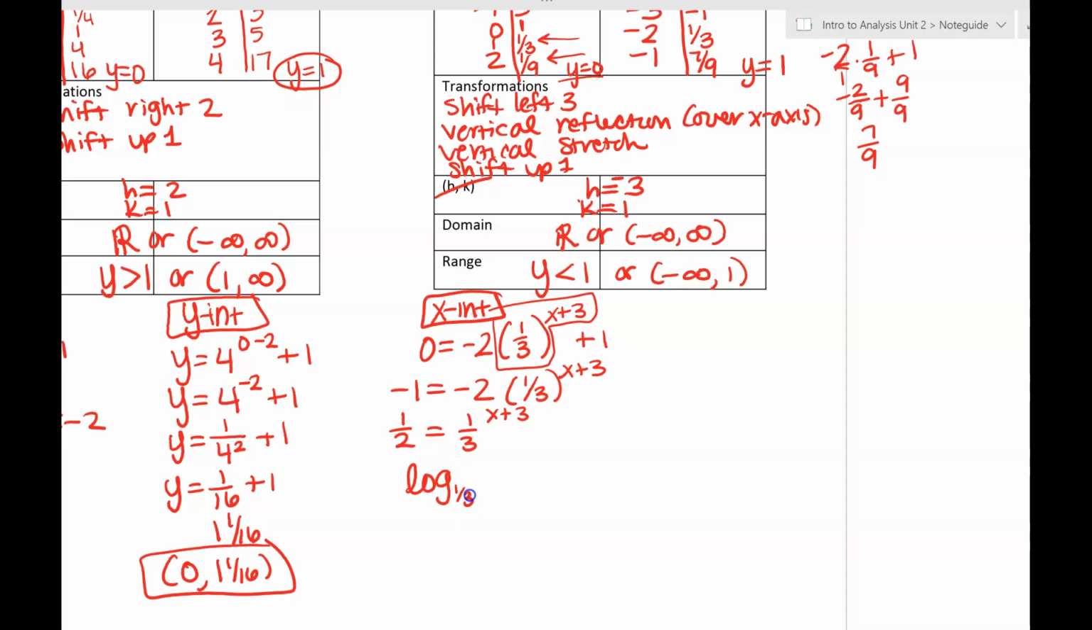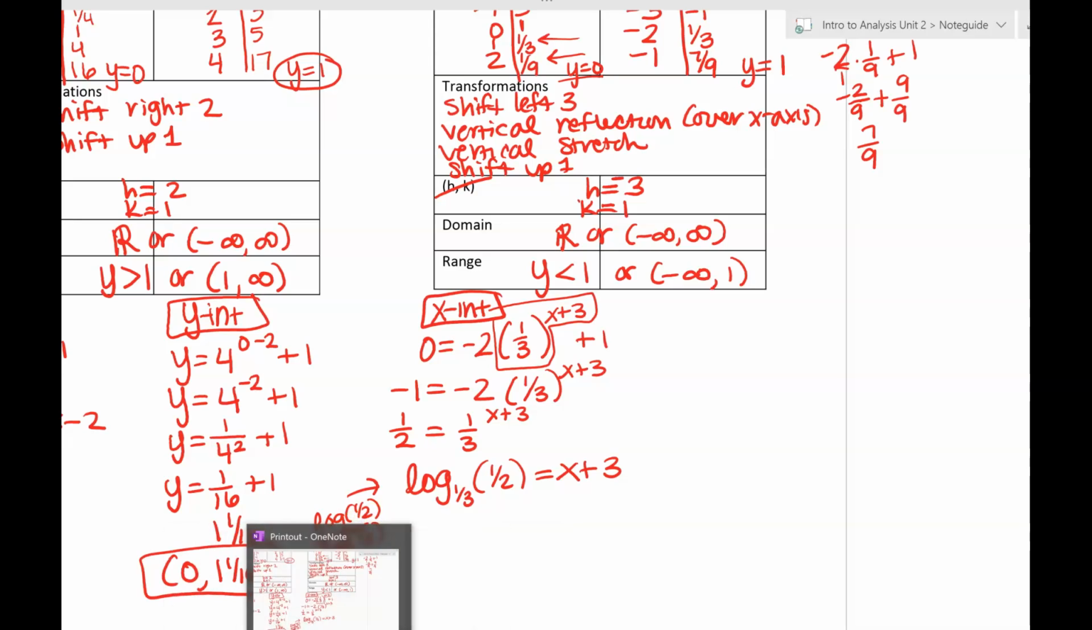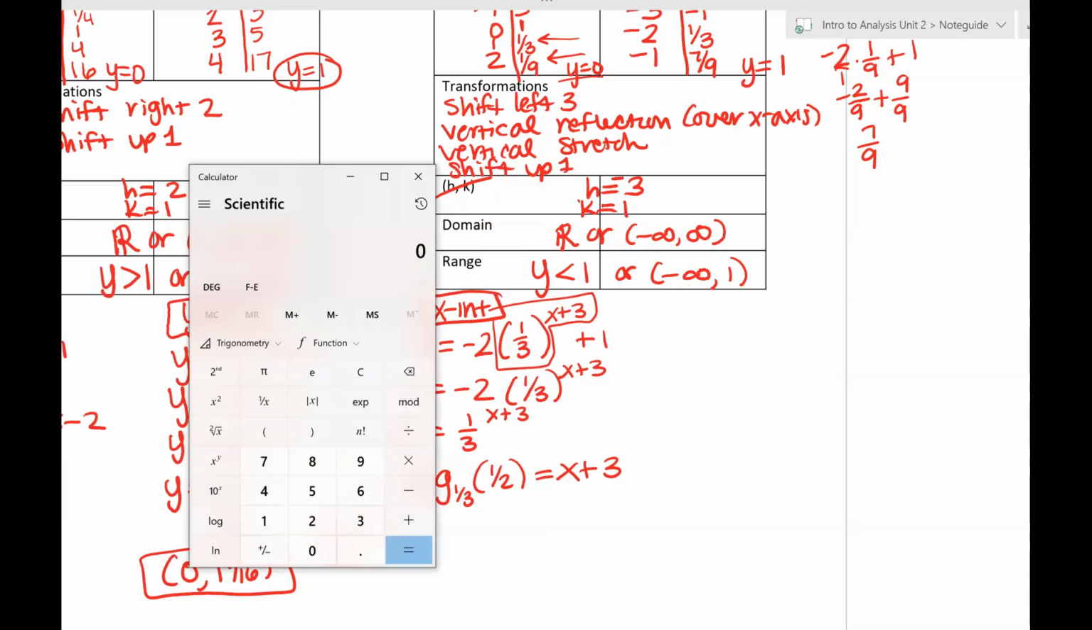So the base is 1/3. I'm taking the log of 1/2. The exponent is on the other side of the equation. Now, this is very complicated, but remember in our calculator, we can type that in as log of 1/2 divided by log of 1/3. And that will change the base. So I'm going to actually go use my calculator. And I'm going to do 1/2 and take the log of that. And then I'm going to divide that by 1/3 and the log of that.